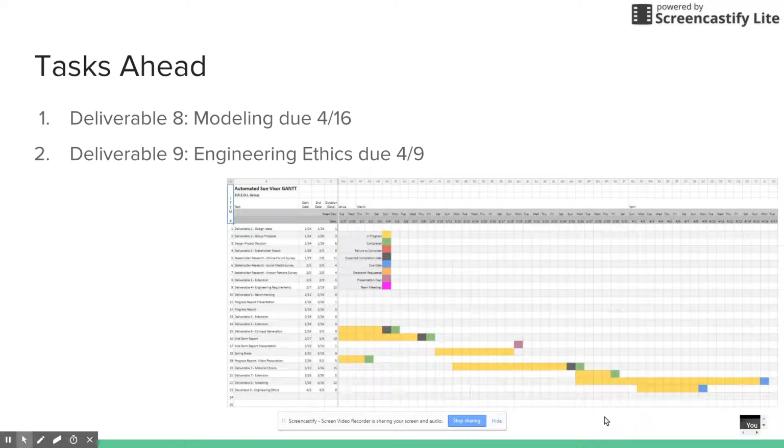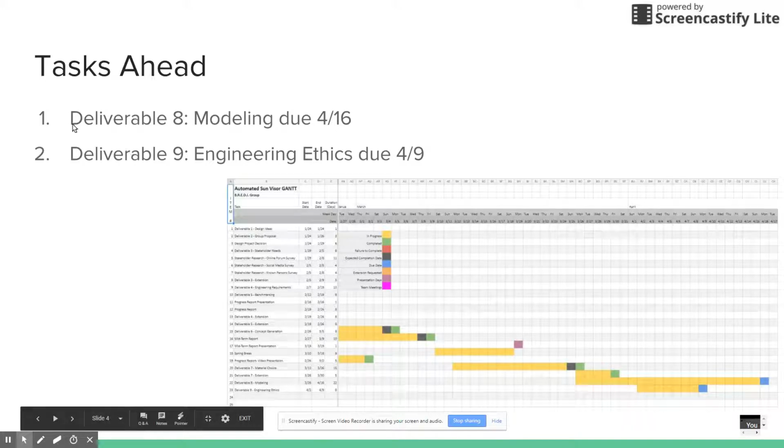Tasks ahead. So, today, engineering ethics is due, and deliverable 8 will be due next Monday. As you can see along our Gantt chart, even though it's a little blurry, see Monday 16th, and then today for ethics.